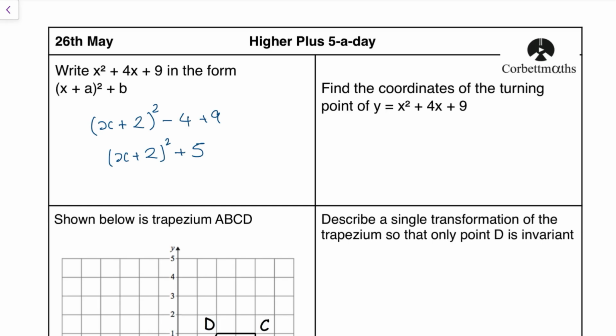First question done. I suspect this question is going to lead off it. So find the coordinates of the turning point. So what makes this equal to 0? Well, that's going to be minus 2. And if it is equal to 0, what is the value that's remaining? Well, it's 5. So my turning point is minus 2, 5.